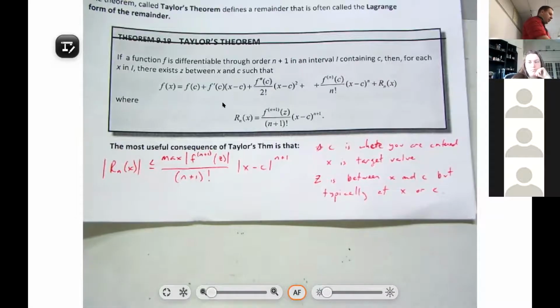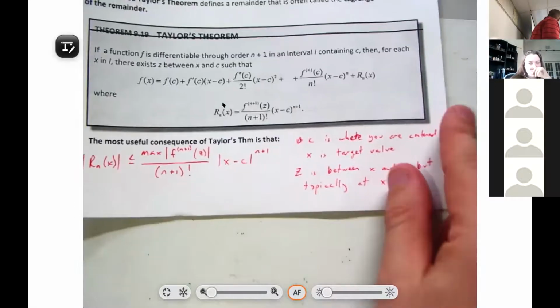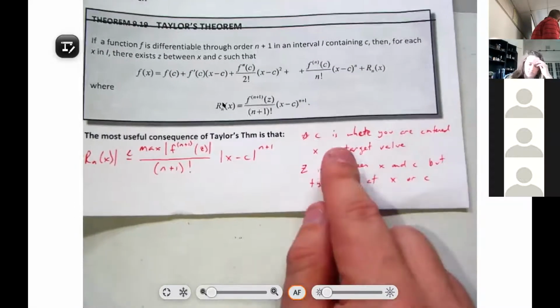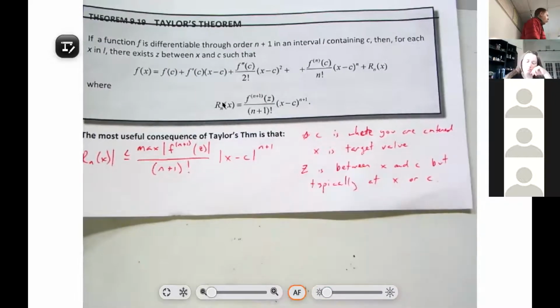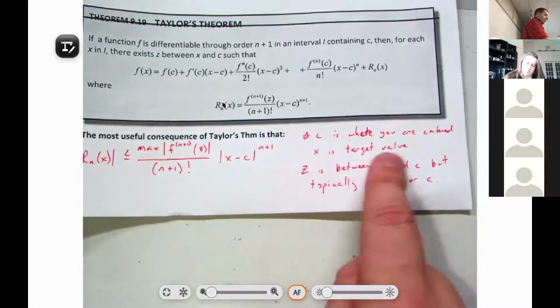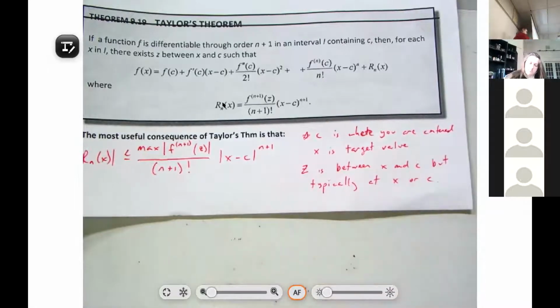Well, here's what these things all stand for, off to the side. C is where you are centered. The problem is either going to say you're centered around x equals 0, which means it's Maclaurin, or they're going to say you're centered around x equals 4 or whatever. They give you that value. So that's what the C value is. They're going to tell you what you are centered around, what you are near to. They'll tell you that. X is the target value, which we'll talk about.